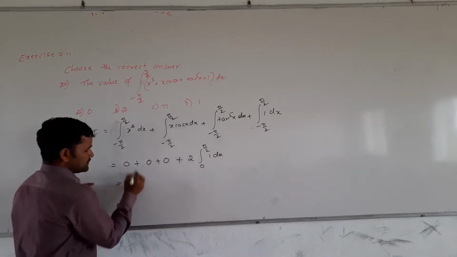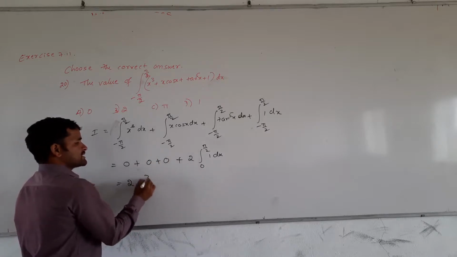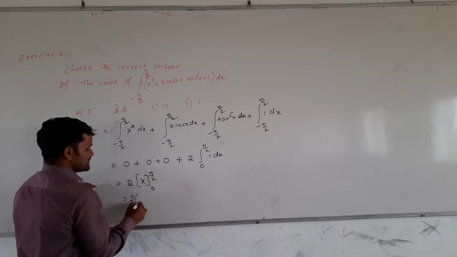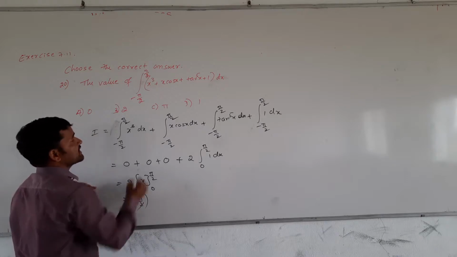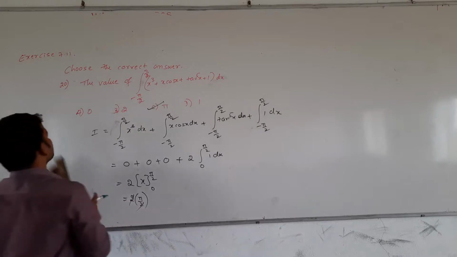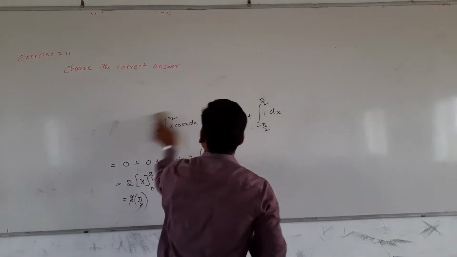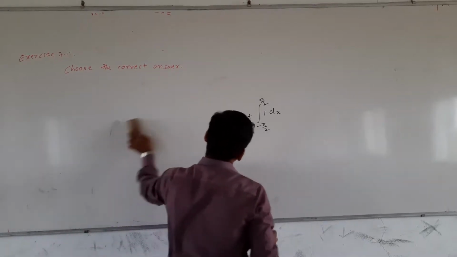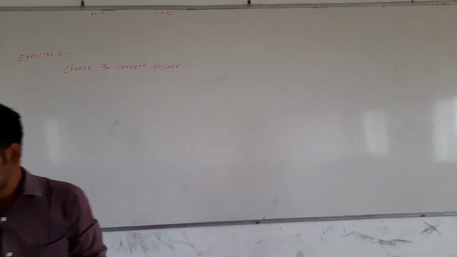This is equal to 2 times the integration of 1 with respect to x, which is x, from 0 to pi by 2. 2 times, it is pi by 2 minus 0, which means pi by 2. The 2 gets cancelled out. Pi, option C is correct. This is about problem number 20. Next, problem number 21.